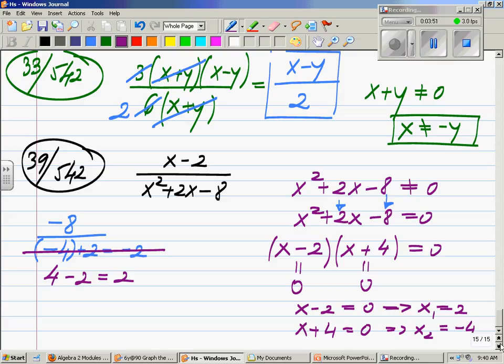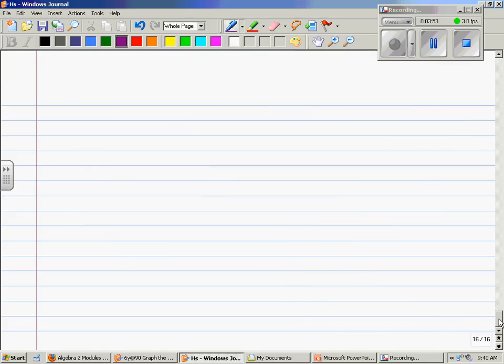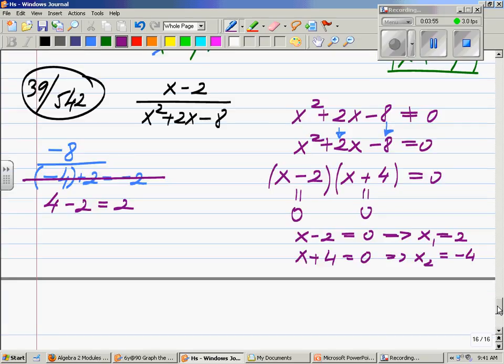Now, what should be my restrictions here? My restrictions are: x has to be different than 2, and x has to be different than negative 4. Do you understand why I'm putting that restriction? Do you guys understand? Why is that? Because for these two values, my denominator here will be 0.